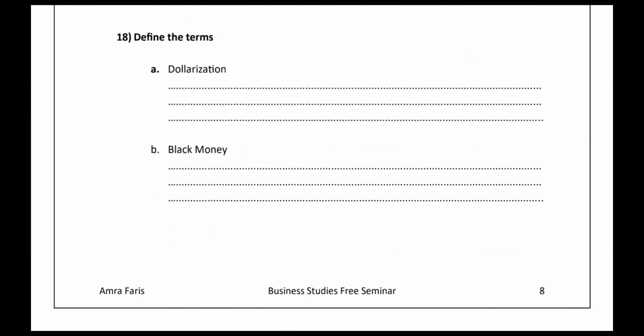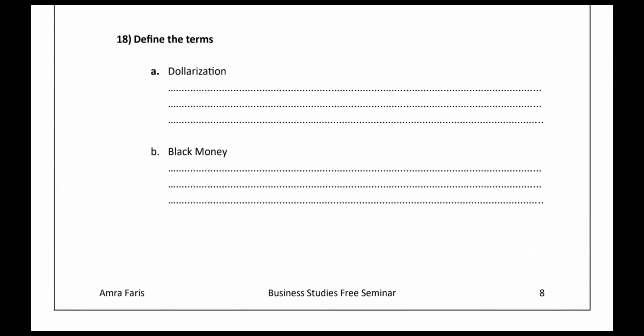And the next thing is black money. What is black money? A major problem in many places. So black money means what? Any idea? Simple. Black money means all the money that is earned through illegal income sources. Simple as that.